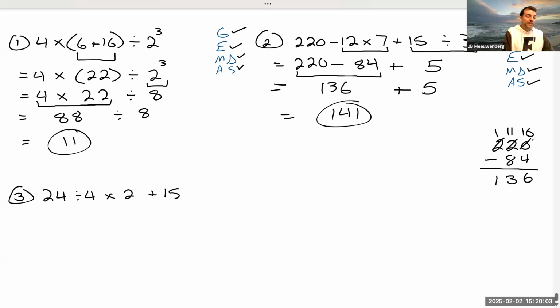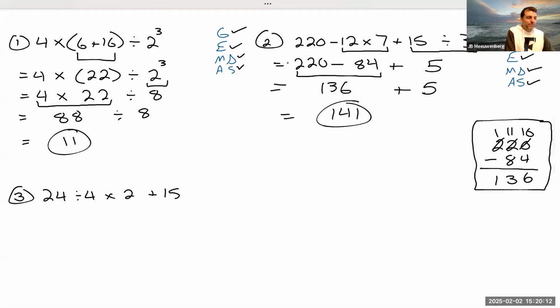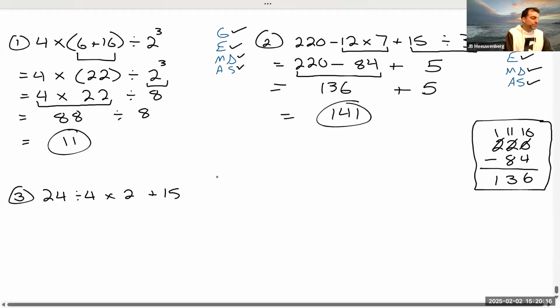Now, one thing you may have noticed is I did this little calculation off to the side. I wanted to keep my organization of my information up here, right? Keep this all consistent. Do any side work you have to do.